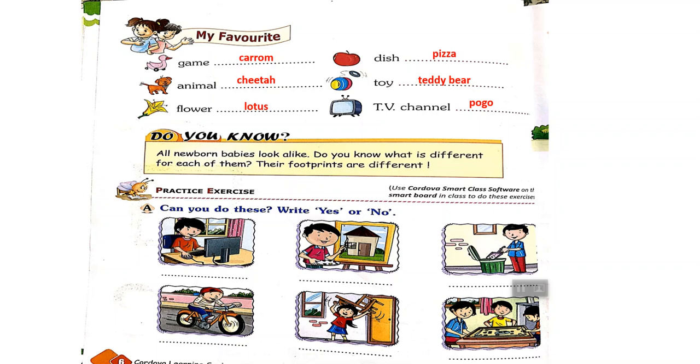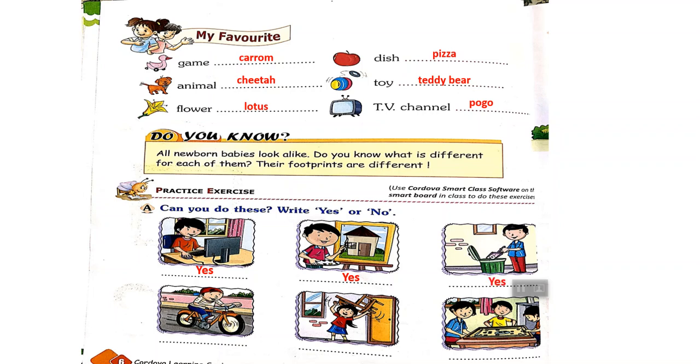Now move on. There's a fun practice exercise which is asking, can you do these things? Write yes if you can do and no if you cannot do. The first one says, the boy is playing games on the computer. Can you all do this? Yes. The next one, the boy is painting. We can also do that? Yes. And the next one, very important, the boy is putting trash in the dustbin.